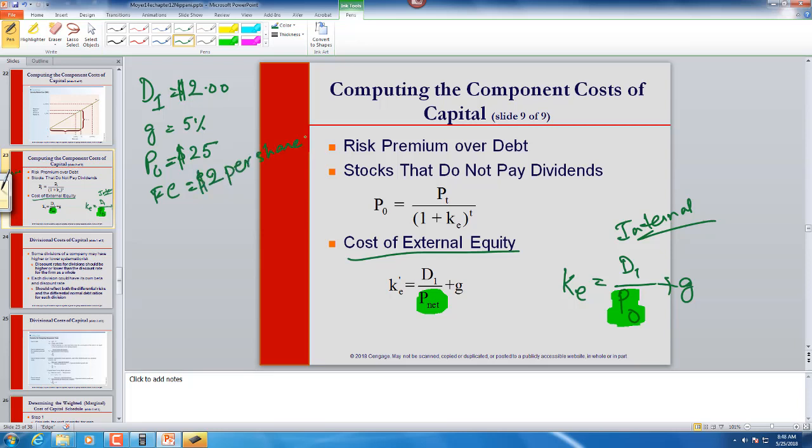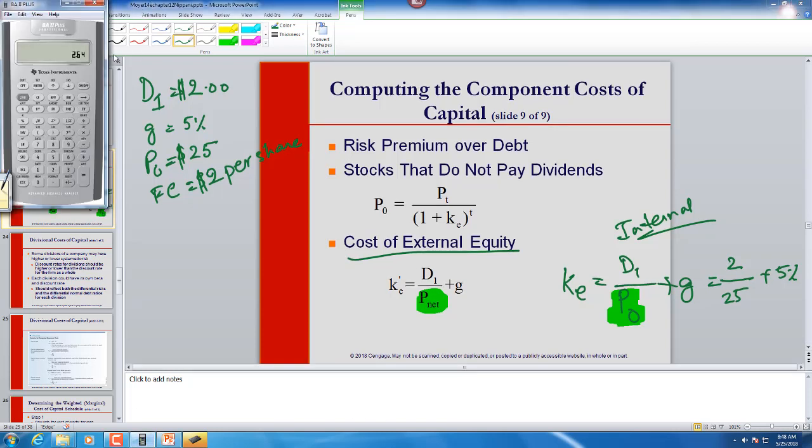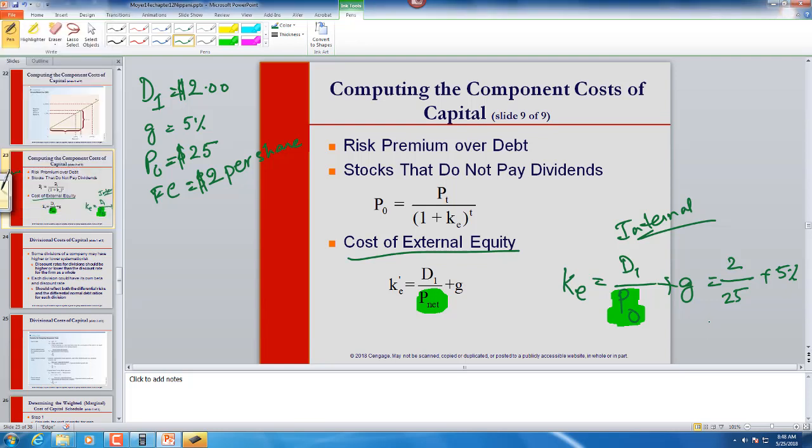Now, you calculate internal equity differently, external equity differently. This will be 2 divided by 25 plus 5%, which is what? Two divided by 25 equals 8%. 8% plus 5%, let's write it down here. 8% plus 5% is 13%. Now, that will be the cost of internal equity.